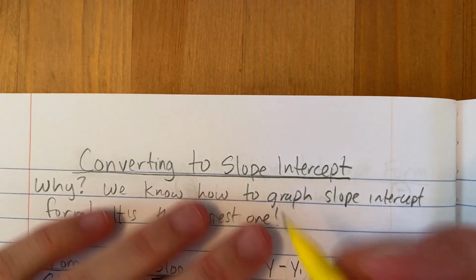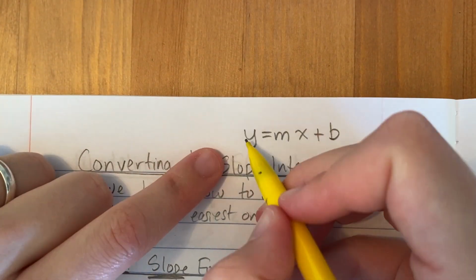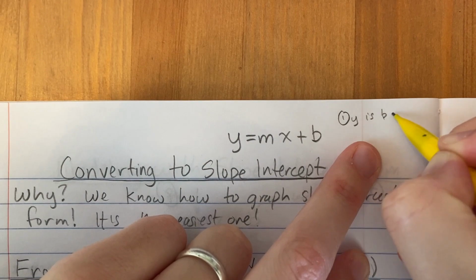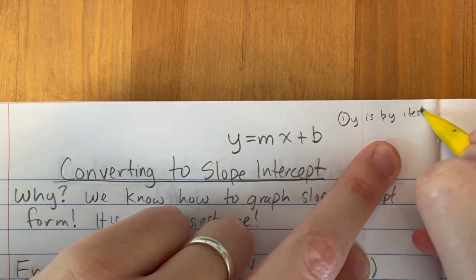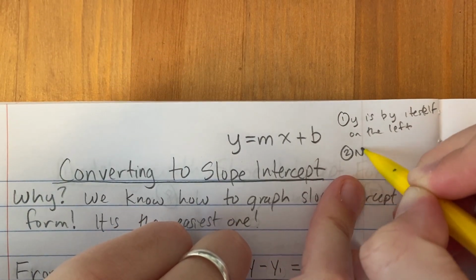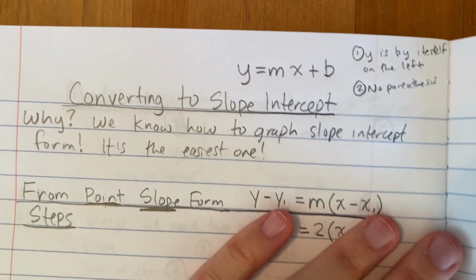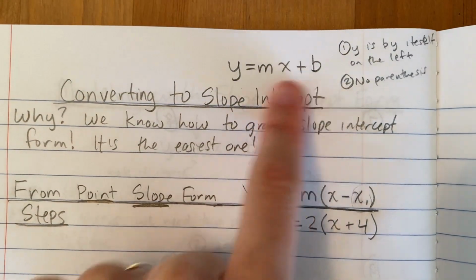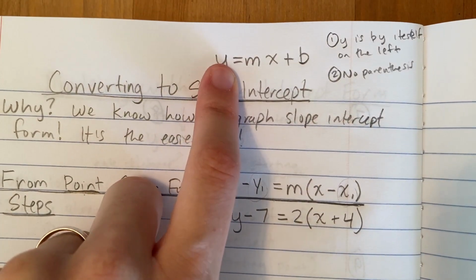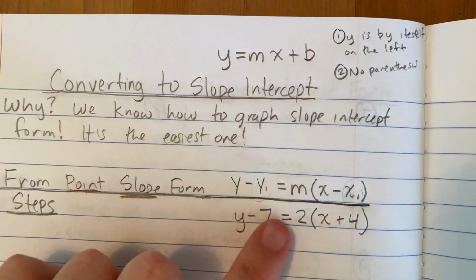Now remember, we have to picture in our heads, what does slope-intercept form look like? It looks like this. So let's make some observations, okay? Number one, y is by itself on the left. And number two, there's no parentheses. So if I want to make this look like this, then what do I need to do? Well, I need to get rid of these parentheses because there's no parentheses here. And I need to get this y by itself, right? So those are basically my two tasks, and that's what I'm going to do right now.